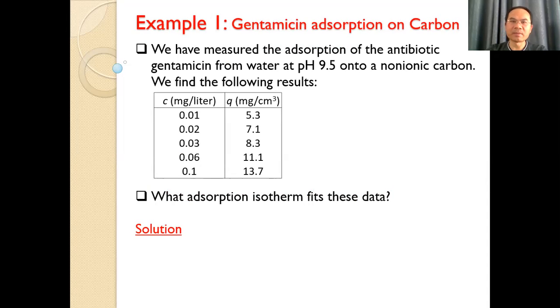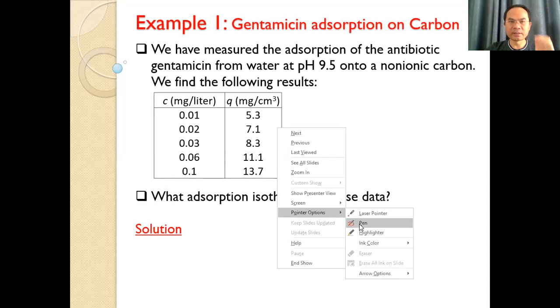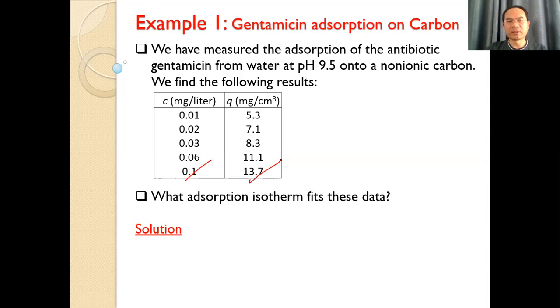The first example, we talk about gentamicin adsorption on carbon. We use activated carbon for the adsorption. We have measured adsorption of the antibiotic gentamicin from water at pH 9.5 onto a non-ionic carbon. We find the following result. We have the concentration in solution, C, and the concentration adsorbed to the solid surface, Q. Okay. The question: what adsorption isotherm fits this data?